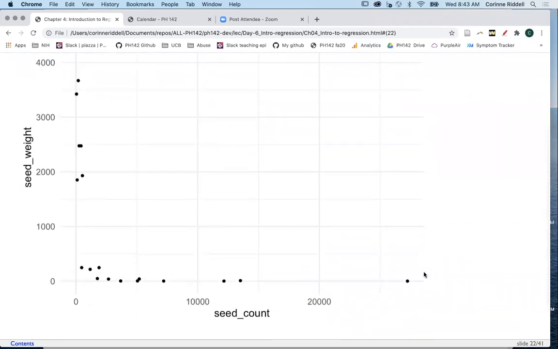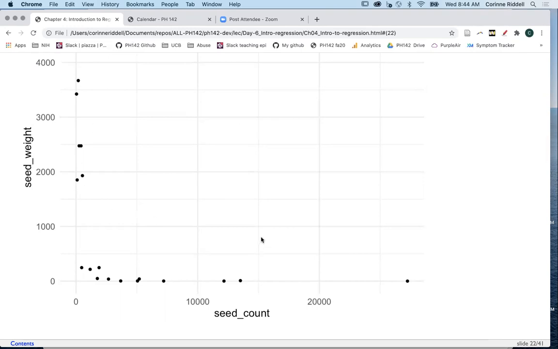And what you're ending up with, do you want to run a linear model on these data? What do you think? Should we? No. Yes, no. We don't want to run a linear model here. So why is that?